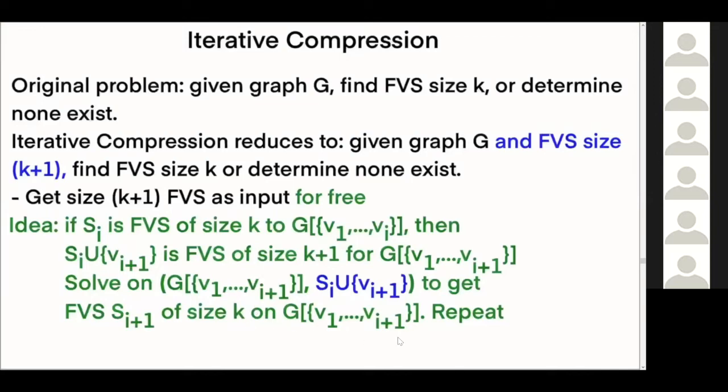We just repeat this. Every time we add a vertex, we compress and repeat. This shows that we can essentially reduce the problem to the case where we're given an FVS of size k+1 for free. This k+1 is not very significant. Any k plus a constant would have sufficed for us, but since k+1 is doable, we'll just assume k+1 for the rest of the talk. So essentially, this slide is just saying that we can assume that we're given an FVS of size k+1 for free.